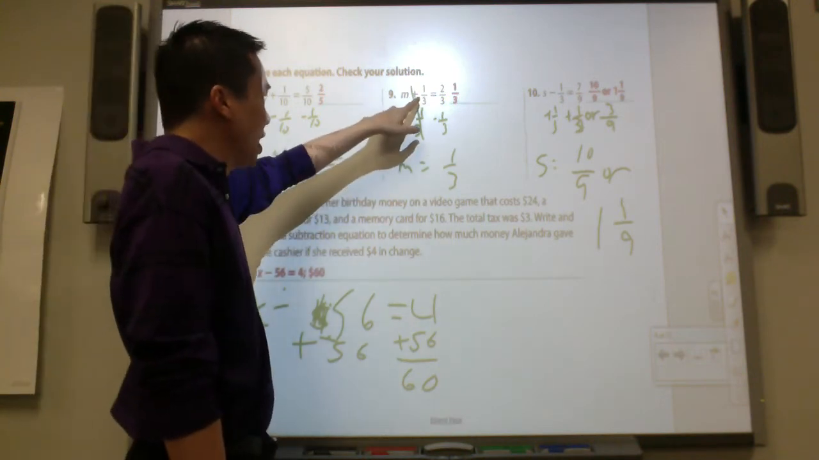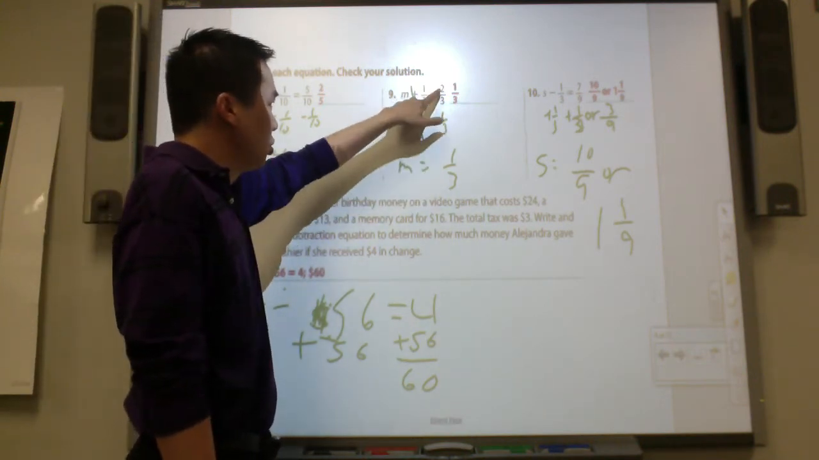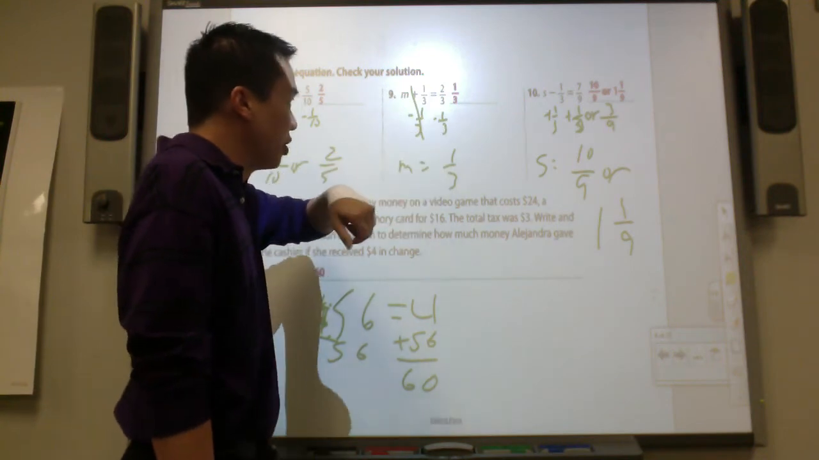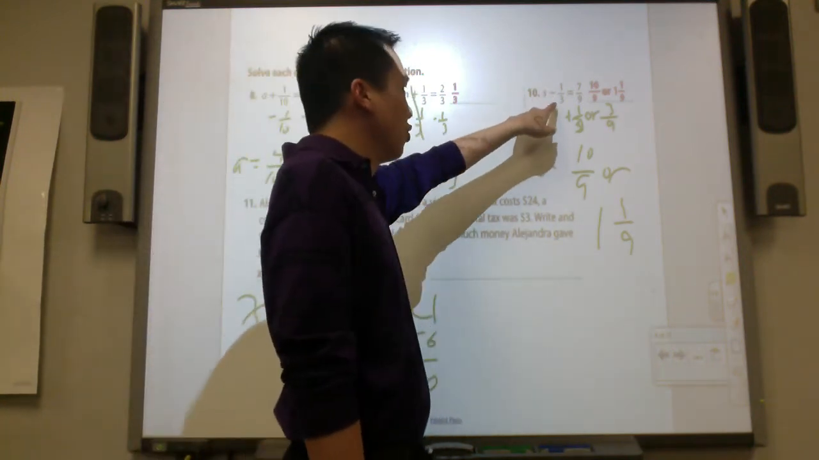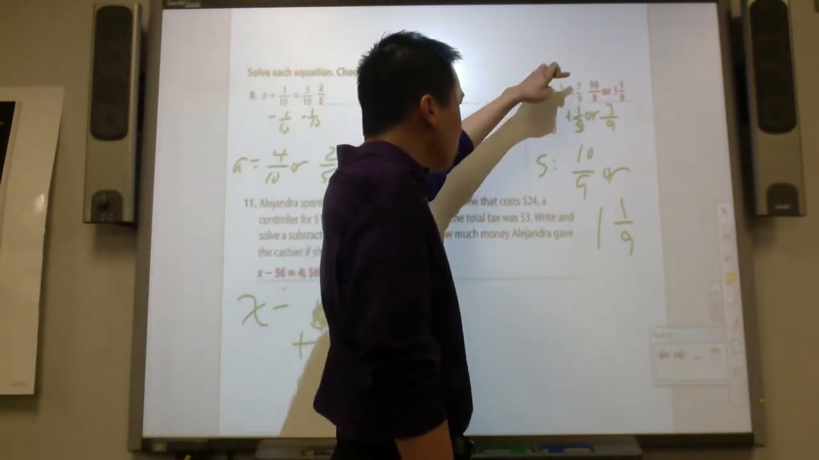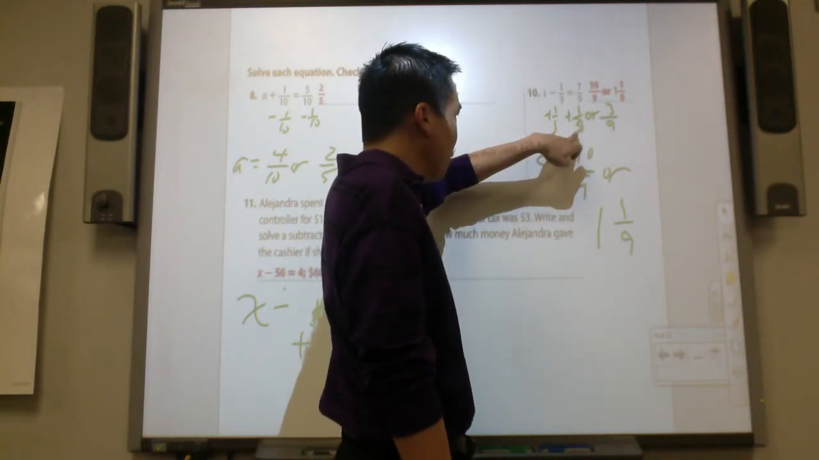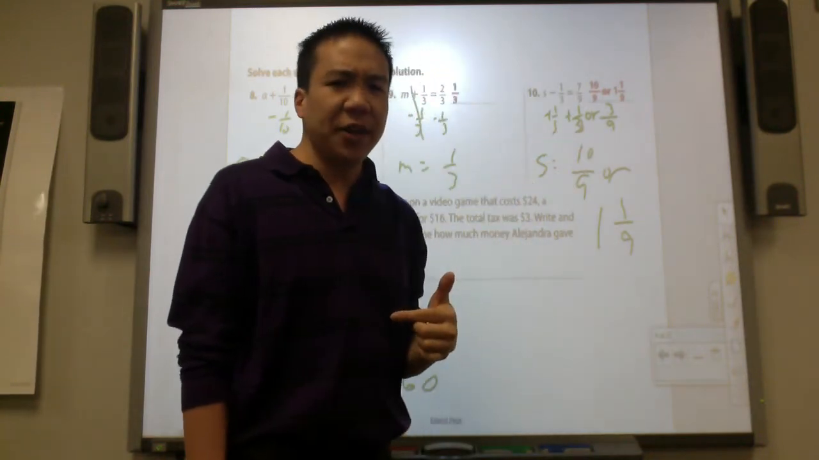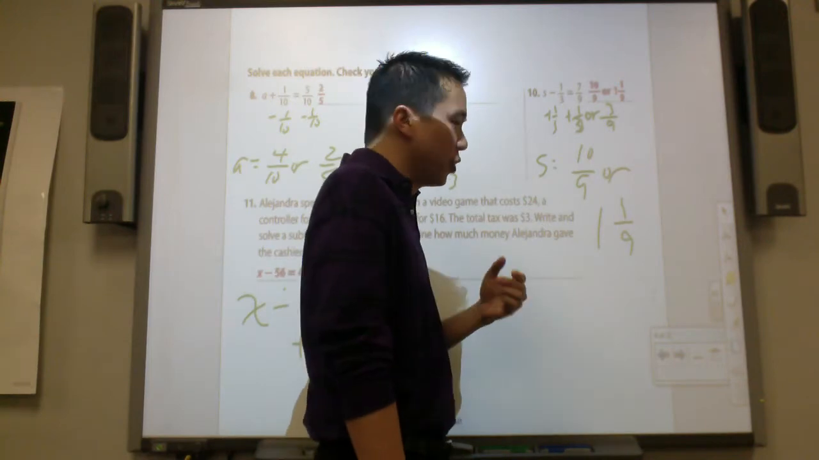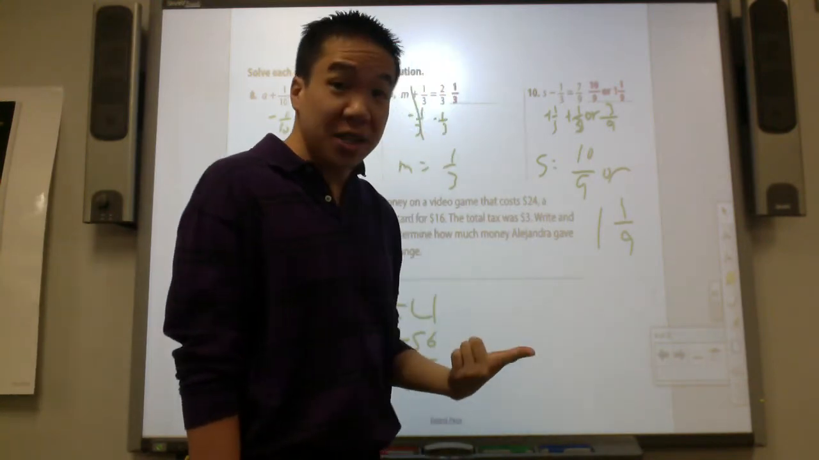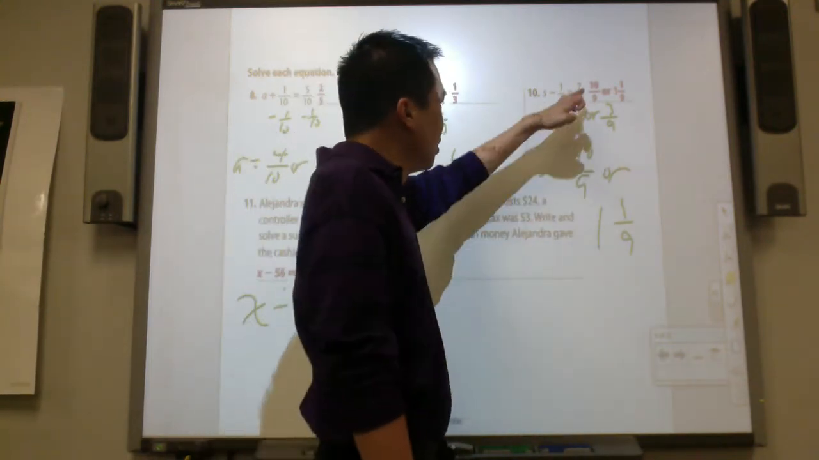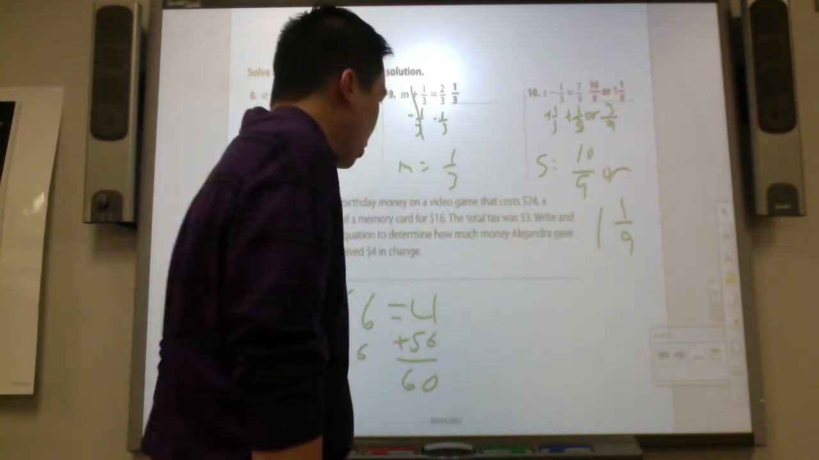What's the inverse of +1/3? -1/3. 2/3 with -1/3 is 1/3. What's the inverse of -1/3? +1/3. So 7/9 plus 1/3. Oh, do they have the same denominator? So what's another way to say 1/3? 1/3, 2/6, or 3/9. So 7/9 plus 3/9 is 10/9, 1 1/9.